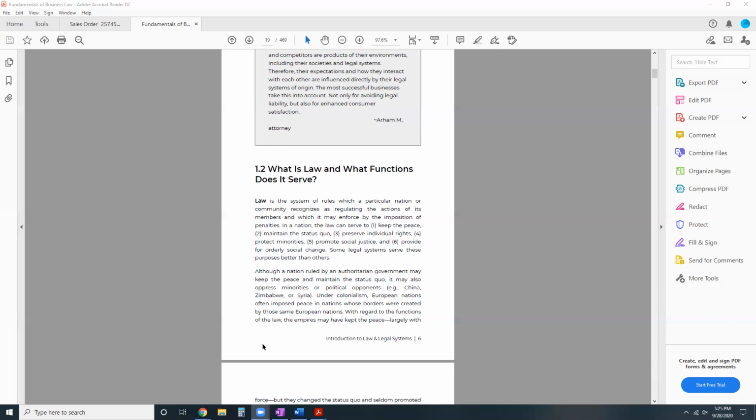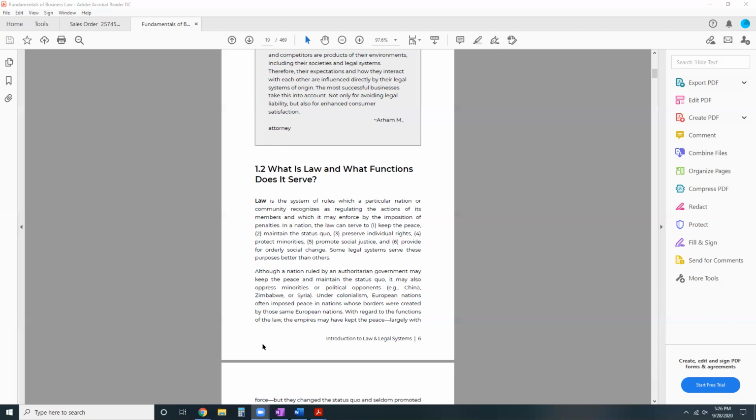Now, different textbooks also define the purposes for law differently. Why do we have laws? This book mentions that law exists to keep the peace, to maintain the status quo, preserve individual rights, protect minorities, promote social justice, and provide for orderly change.